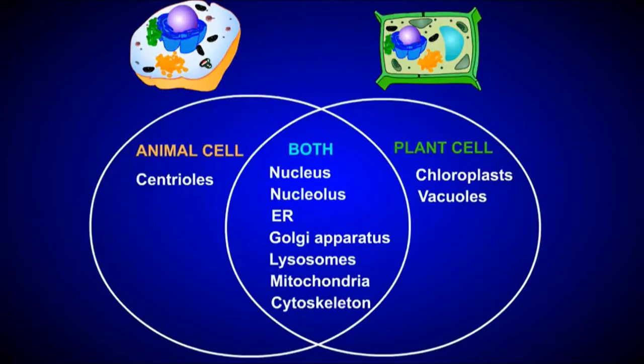Let's do a quick recap. As we've seen, the internal structure of a eukaryotic cell is fairly complex and differs slightly between a plant cell and an animal cell. This diagram will help you remember some of the similarities and differences.